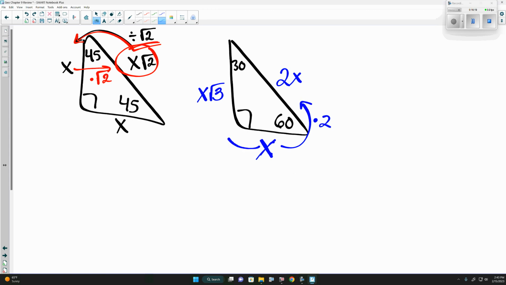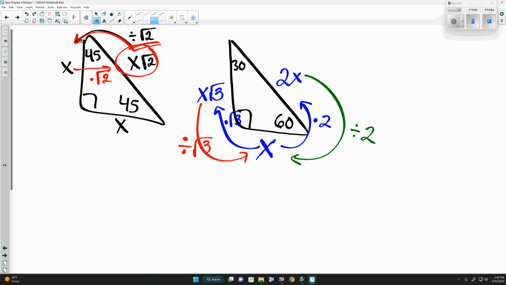Multiply by 2. Multiply by the square root of 3. However, if we're given the side opposite 60, to get back to the short side, we divide by the square root of 3. Then to get to the hypotenuse, we multiply that length by 2. And if we're given the hypotenuse, to get back to the short side, we divide by 2. So if we're given the side opposite 30, short side, we multiply by 2 to get to the hypotenuse. We multiply by the square root of 3 to get to the side opposite 60.